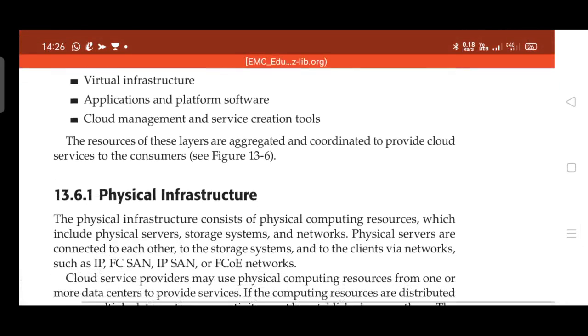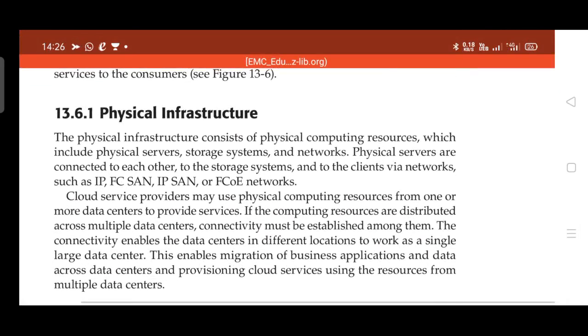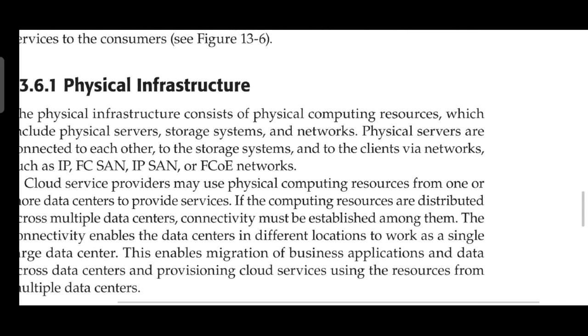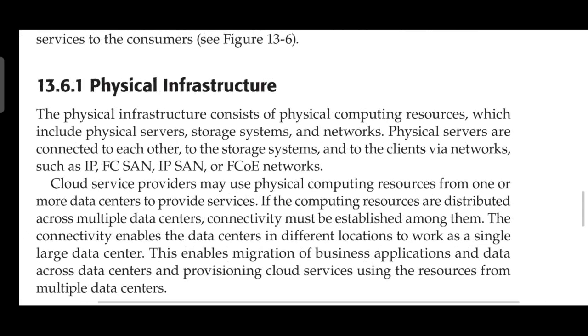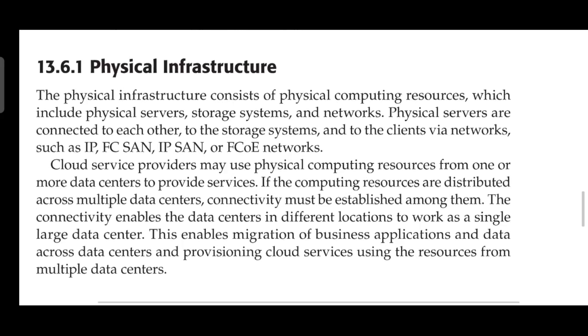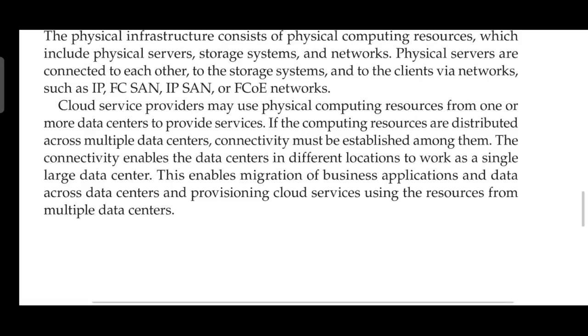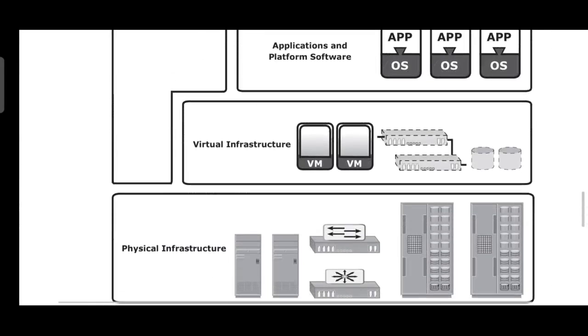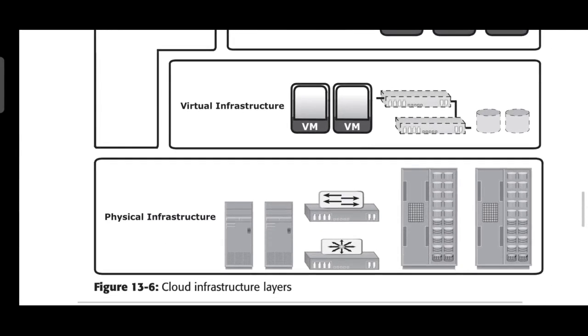The first is the physical infrastructure. Physical infrastructure involves the physical resources. Physical resources are nothing but storage systems, servers, as well as networking elements like routers, modems, cables and so on. Physical servers are connected to each other, to the storage system and to the client through a network such as IP-SAN, FC-SAN or FCoE. There is a diagram where you can see the components of the physical infrastructure.